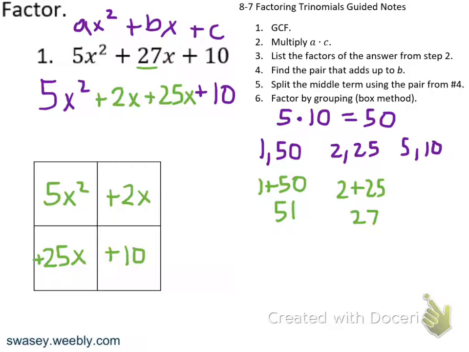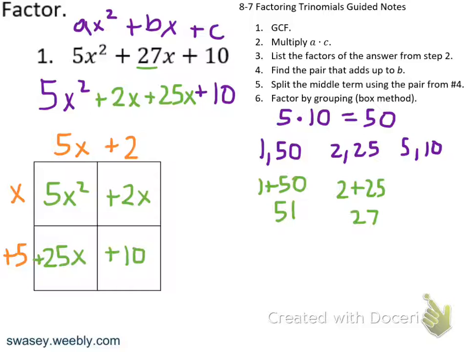All right, so with the box method, we'll find the greatest common factor of the top row, which is x. Greatest common factor of the bottom row, which is 5. Do 5x squared divided by x, you get 5x. Make sure it works for the bottom row. 5x times 5 is 25x. 2x divided by x is 2. Make sure it works for the bottom row. 2 times 5 is 10.